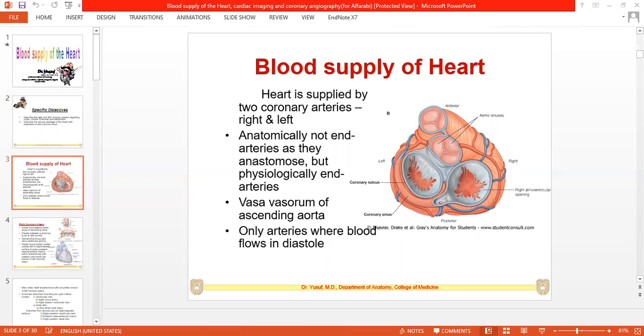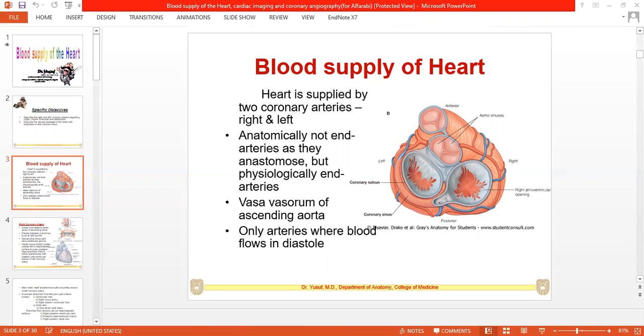So this is the difference between these arteries and the other arteries. All other arteries get the blood flowing through them during systole, but in the case of the coronary arteries, the blood flows through them during diastole.